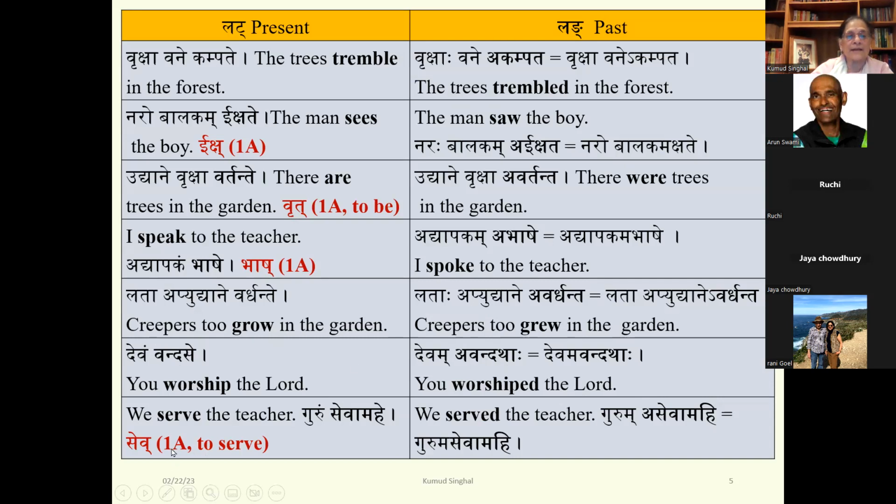So now we serve the teacher. So Gurum Seva Mahe, right? And here it will be Aseva Mahi. This is the past tense. It's very confusing. It should be Aseva Mahe, but it now becomes Mahi.